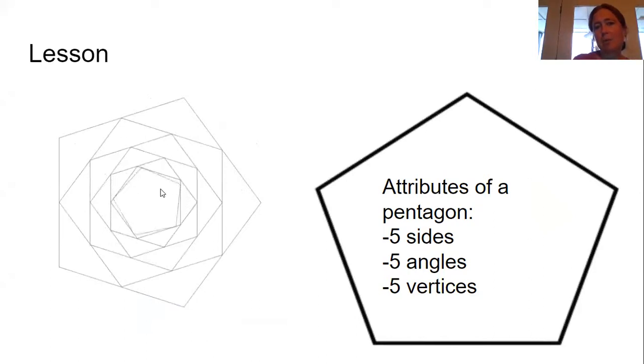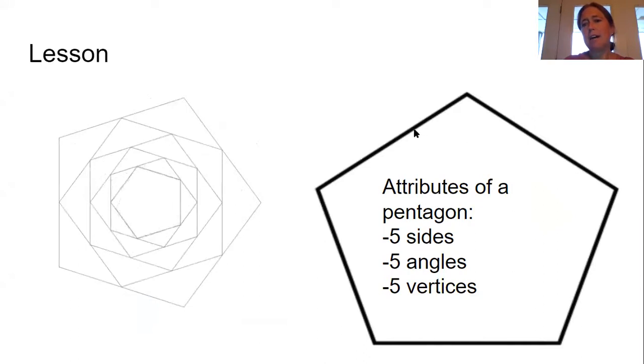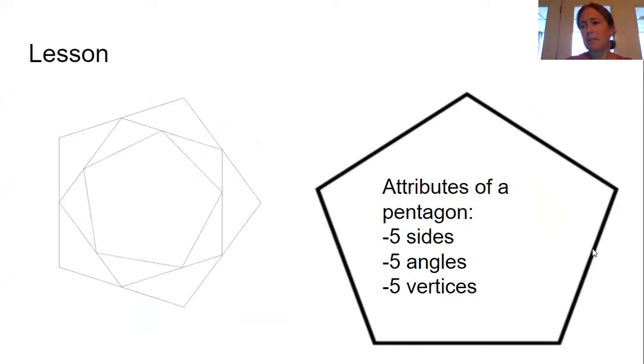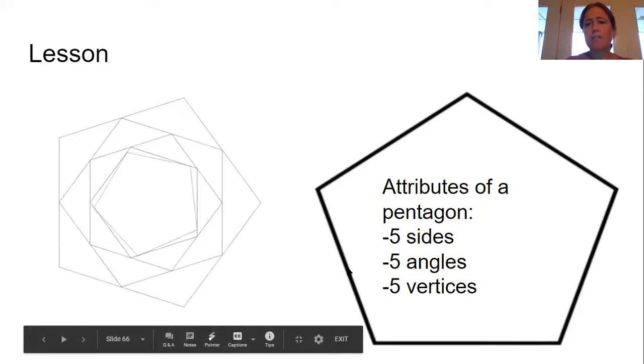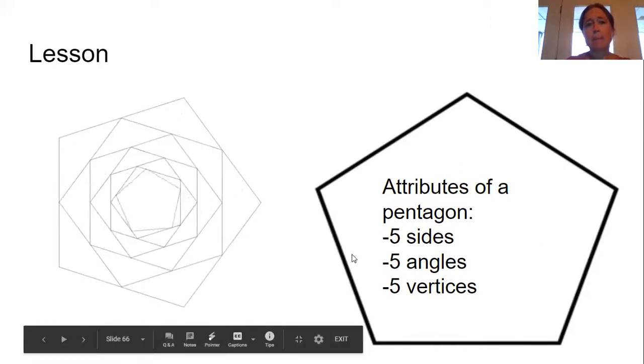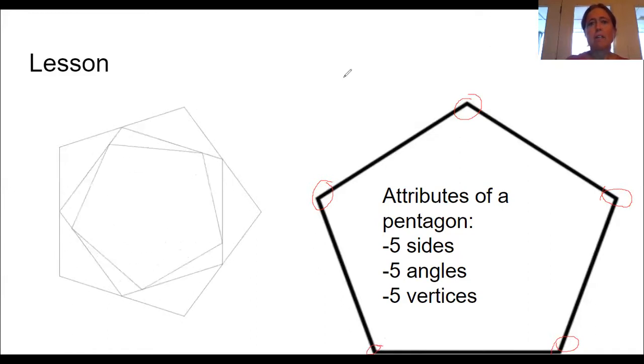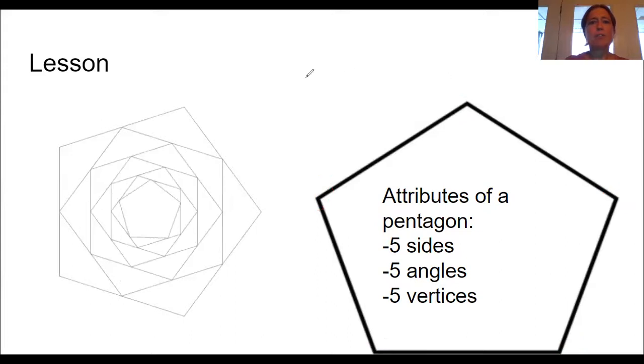It looks like this. It's kind of twirling though, so I wanted to make sure you got a true picture of it. As you can see, it has 5 sides, 1, 2, 3, 4, 5. It has 5 angles, 1, 2, 3, 4, 5. And it also has 5 vertices, 1, 2, 3, 4, 5. Remember, that's where 2 sides come together. All right, let me clear my drawings.